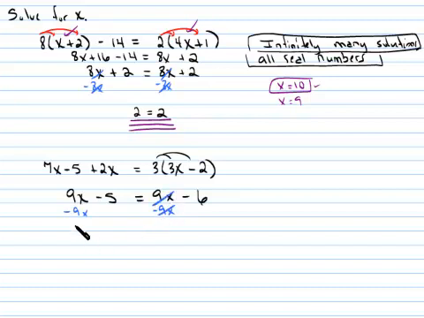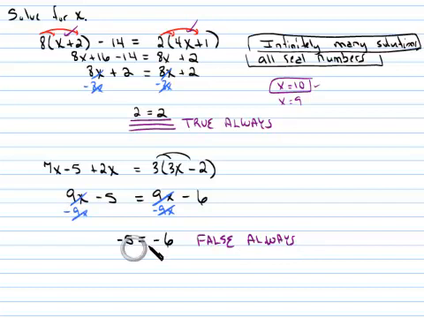If I try to move my x's to the same side to combine them, once again we notice the x's completely disappear from the equation. So write down what's left. A negative 5 and a negative 6. Unlike the previous problem where we concluded that this was true always, this is false always. What I mean by that, negative 5 is never going to equal negative 6. They're just two different amounts. This is not true. This is false.